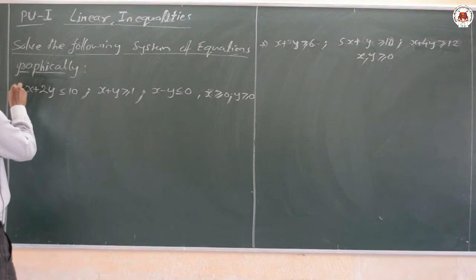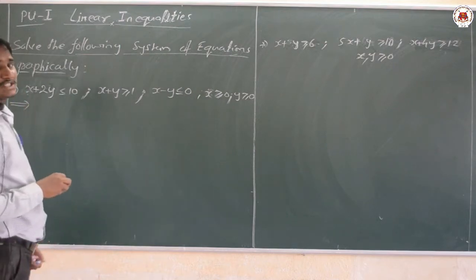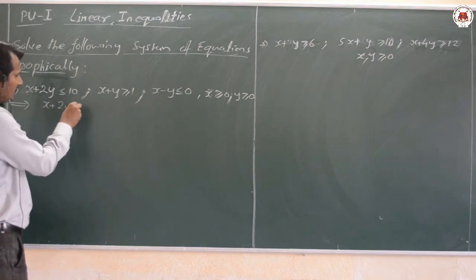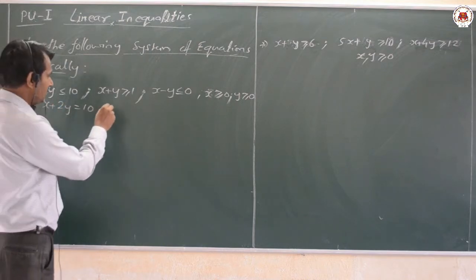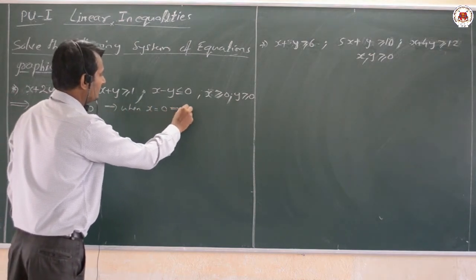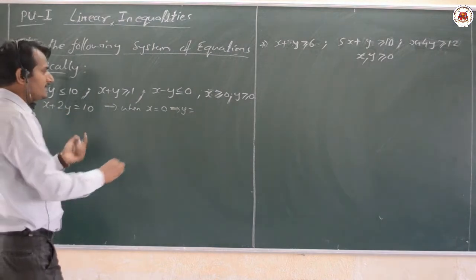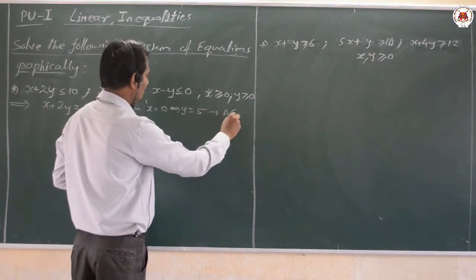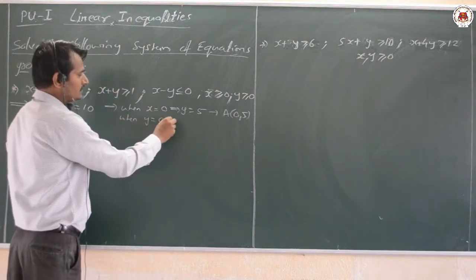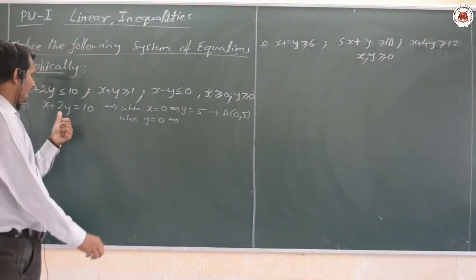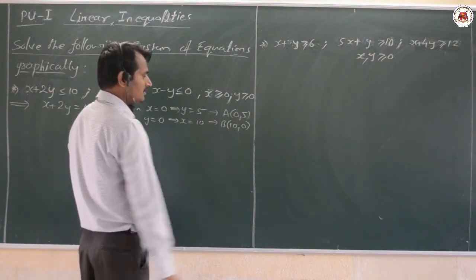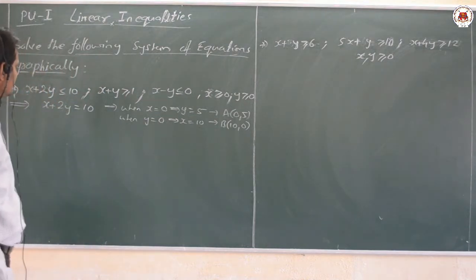Now here, let us observe the problem here. What we have is x plus 2y less than or equal to 10. That is, x plus 2y equal to 10. Inequalities to equalities. That implies when x equal to 0, y is equal to 5. That implies the coordinates are (0, 5). Also when y is equal to 0, x equal to 10. Therefore the coordinates are (10, 0), the second coordinate. Okay, this is the first part.